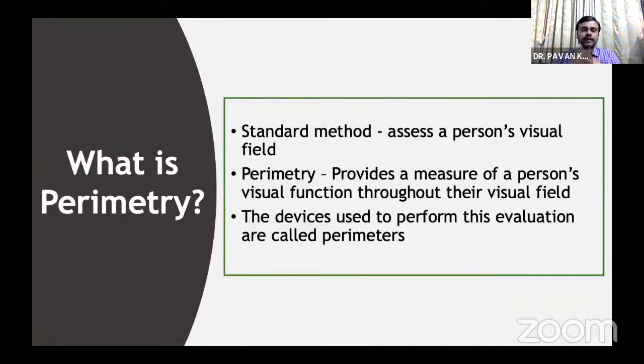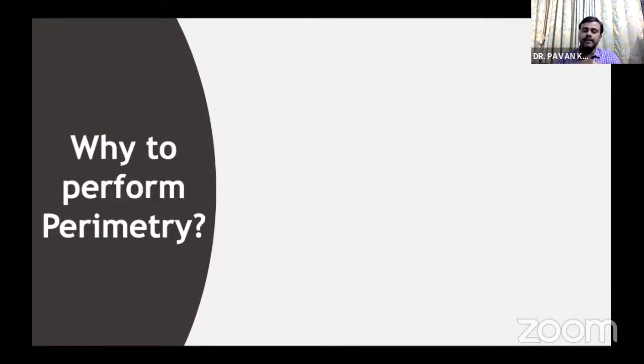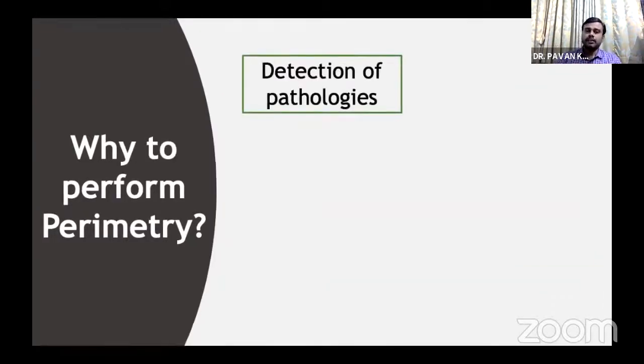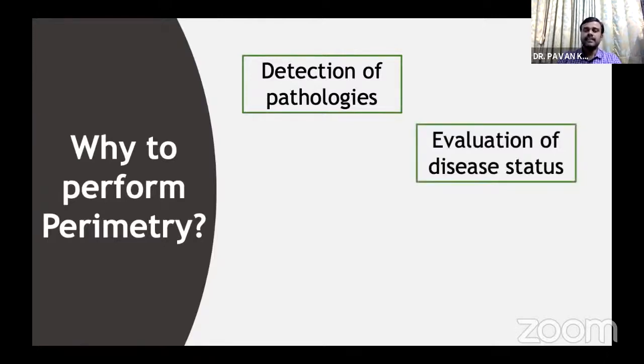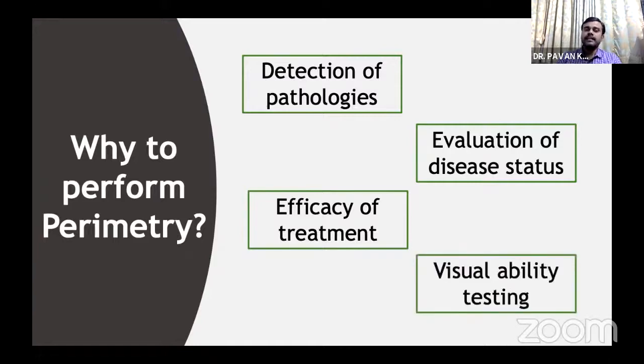So basically, what is perimetry? Perimetry is a standard method to assess a person's visual field, and it provides a measure of a person's visual function throughout the visual field. The devices used to perform these evaluations are called perimeters. Why perform perimetry? Because we need to detect certain pathologies and evaluate the disease status at the time of diagnosis and at follow-up. What is the efficacy of our treatment, and is there stability or worsening? It is also an important visual ability test.